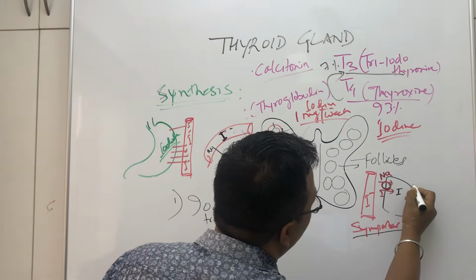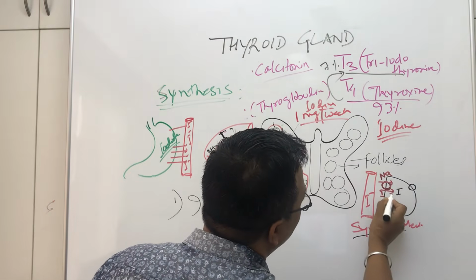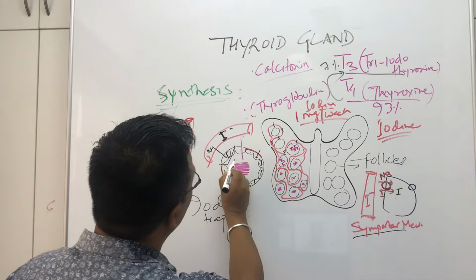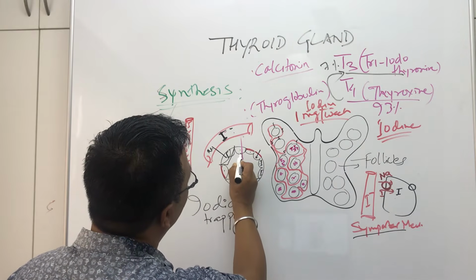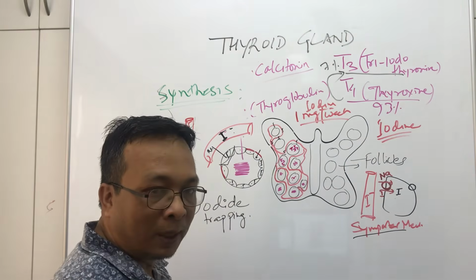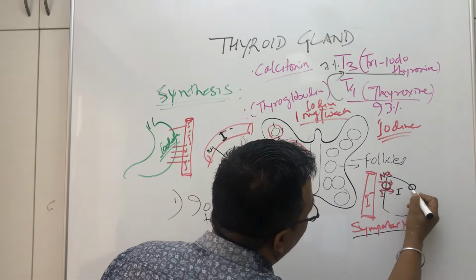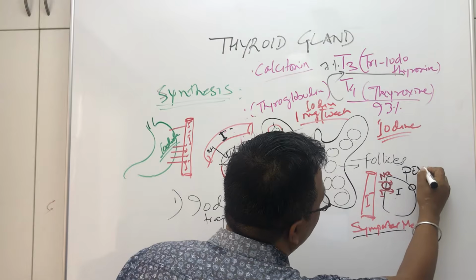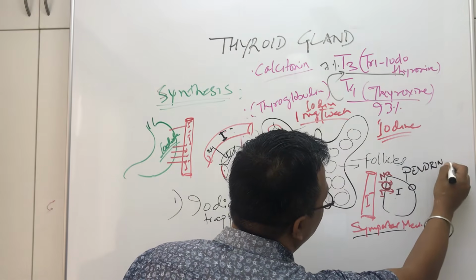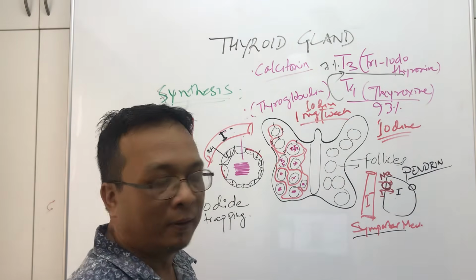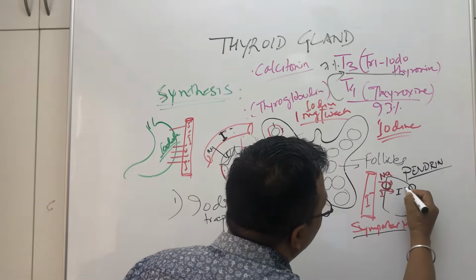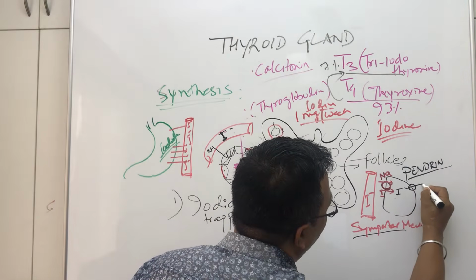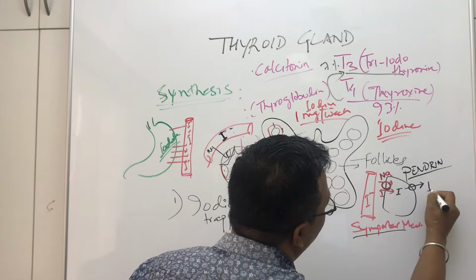Once it has reached inside the cell, now it has to be thrown out from the apical membrane, from the apical border. Here there is a transporter molecule called pendrin. It comes as a 1 mark question. Just remember the name, because it's a nice name. Iodide will be transported by this transporter molecule called pendrin.